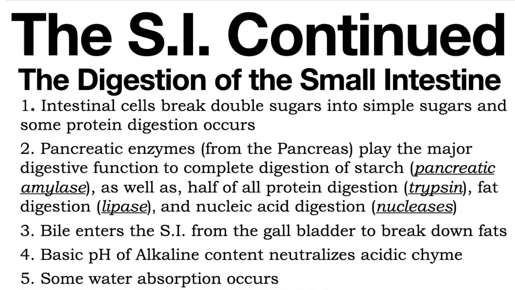Now, bile enters the small intestine from the gallbladder to break down fats. And then you also have your alkaline content, as we said, coming from the pancreas to the small intestine to neutralize any acidic chyme. And then there's some water absorption, even though the majority of your water absorption is going to occur in the large intestine.